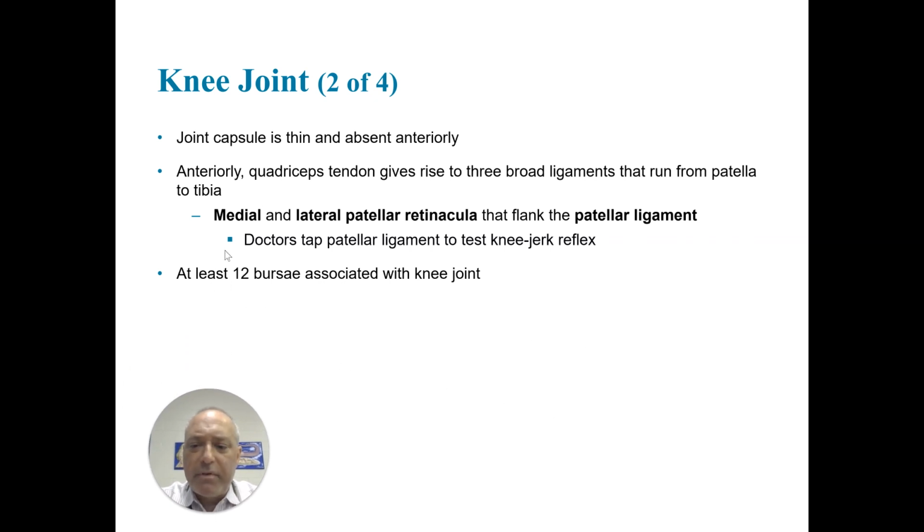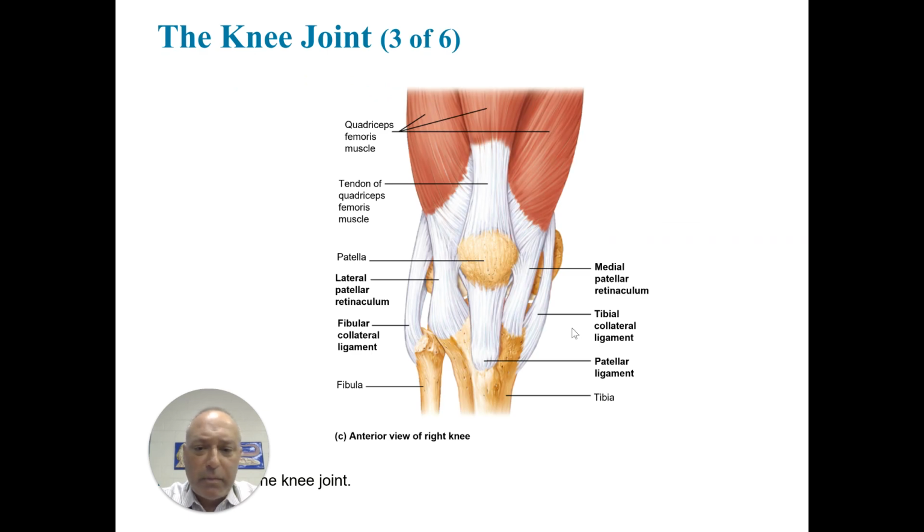So there are a number of bursa in the knee joint. There's at least 12, so we won't go through those, but let's take a look at the patella. The patella is attached via tendons, the patellar ligament, as well as the quadricep tendon. There's also a medial patellar ligament, as well as a lateral patellar ligament called retinaculum, as well as a fibular collateral ligament coming from the fibula, and the tibial collateral ligament coming from the tibia.